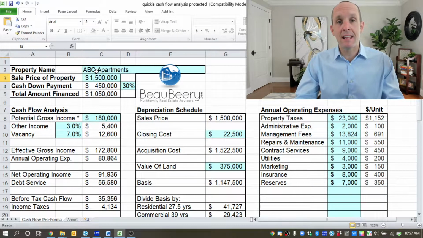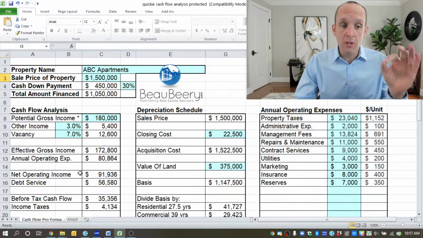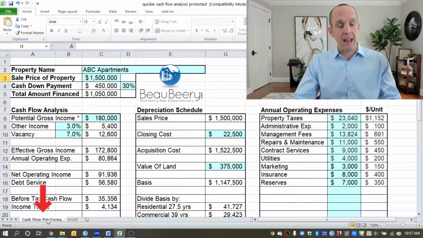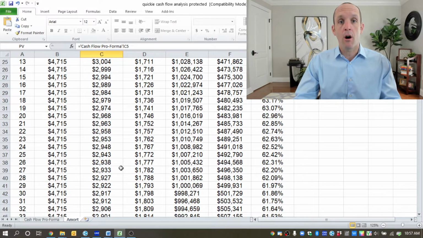And we're gonna use what I call my quickie cash flow analysis spreadsheet. Everything that's in a green cell is an input cell and outputs everything in the white cells. It's a 2-tab spreadsheet. As you'll see here, we have cash flow pro forma at the bottom and an amortization analysis on the second tab.